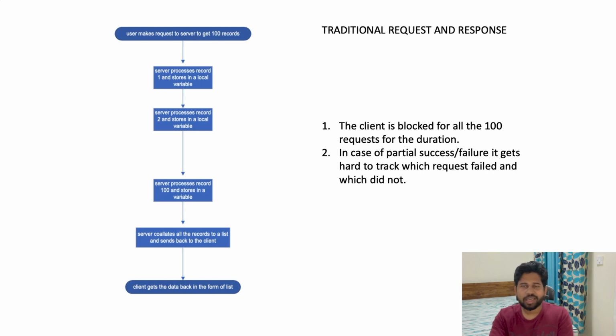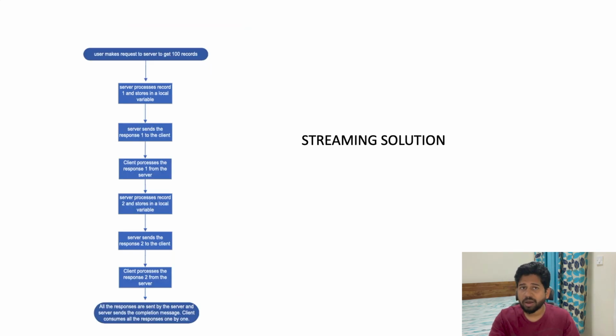So why not just have independent records, and let the client process the independent record, and let the server process the independent record? We can have individual processing units and not deal with the list at all. That would be the ideal scenario. So this is the traditional request and response, and how gRPC handles it is quite interesting. A user makes a request to the server to get 100 records.